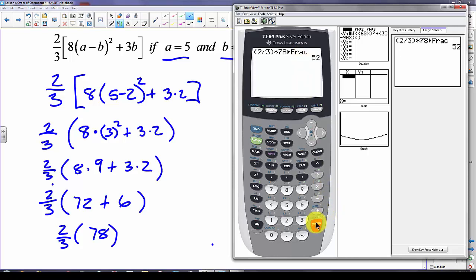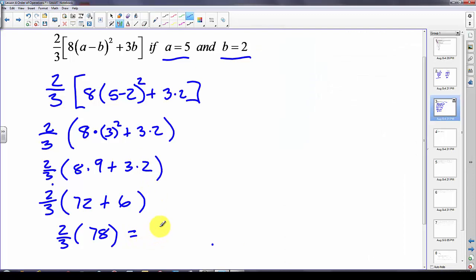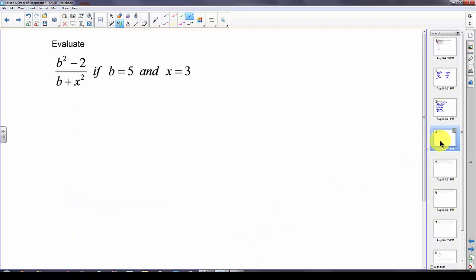So I hit enter, and notice it turns into actually an integer of 52. So everything reduced out. But if it wasn't a nice reduction, it would give me the reduced fraction. So just a little tip as to how to use that calculator. Let's go through the next example.